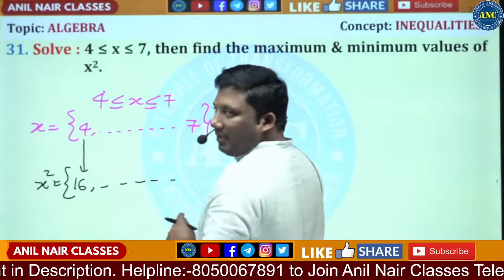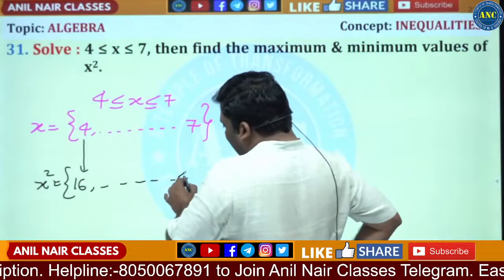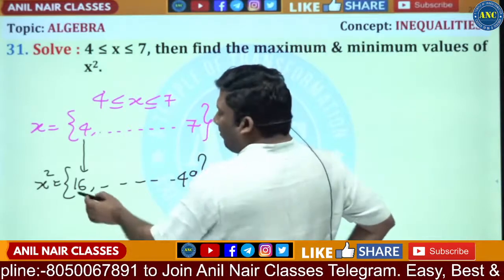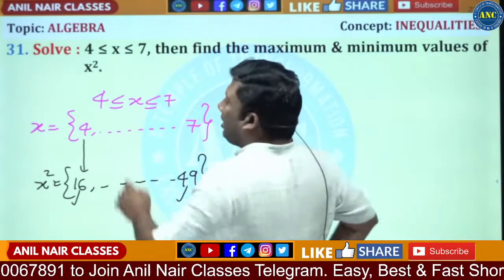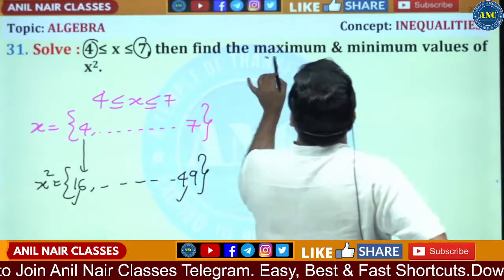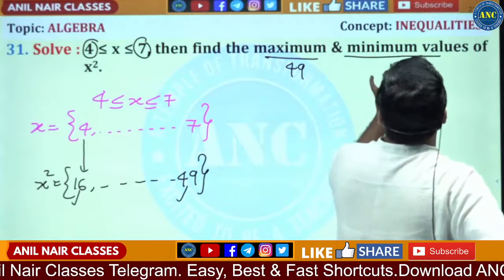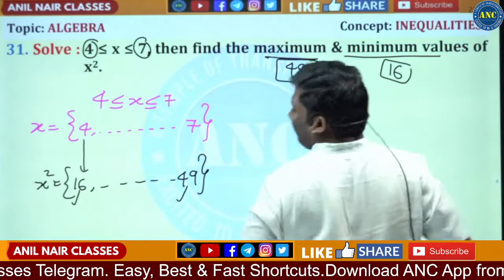Maximum value of x is 7. So 7 square will be 49. Minimum value will be 16. Here the lowest is positive, here also positive. So maximum it is 49 and minimum it is 16. Minimum 16 and maximum 49.